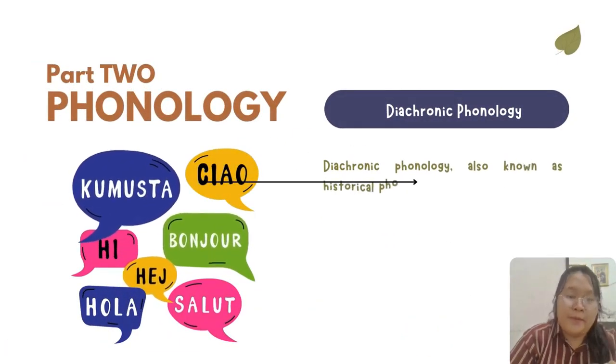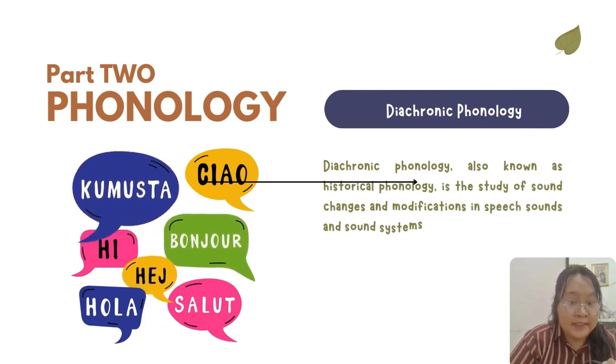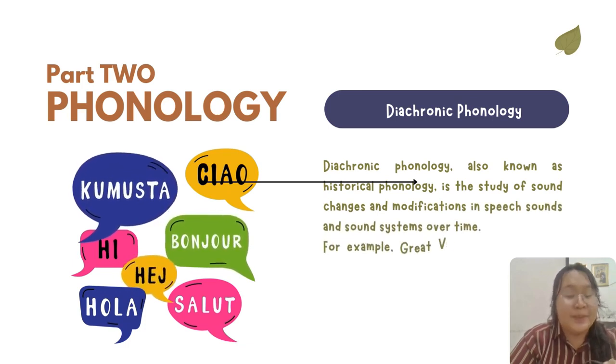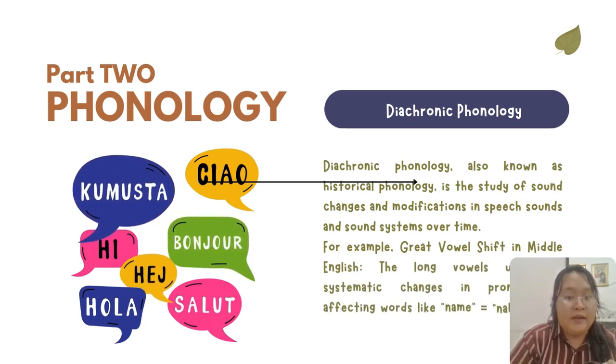First one, we're talking about diachronic phonology, also known as historical phonology. It is the study of sound change and modification in speech sounds and sound systems over time. For example, the Great Vowel Shift in Middle English. The long vowels, like name and time.